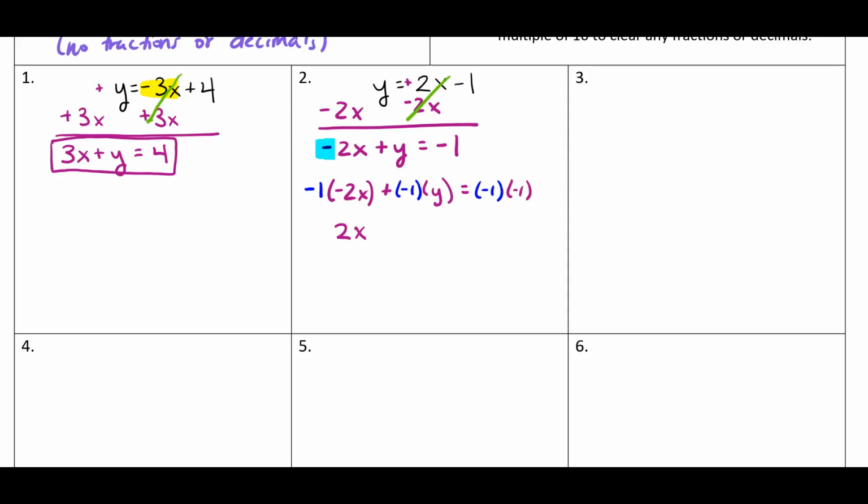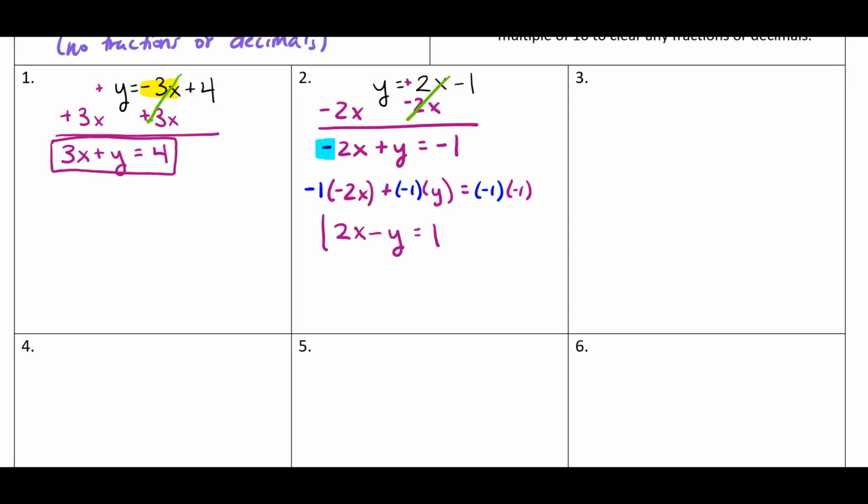Negative 1 times positive y is negative y. Negative 1 times negative 1 is positive 1. Now, some people get a little bit out of shape because they think that the y has to be positive too, and that's not the case. The only term that must be positive is the x term. The y can be negative, the constant can be negative. Only x has to be positive, okay?